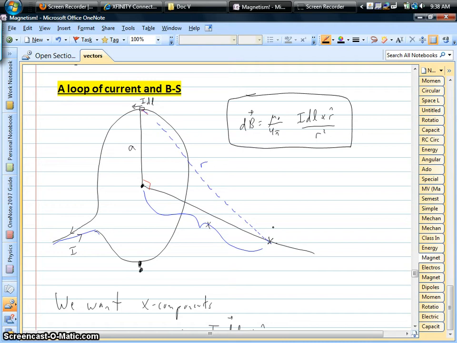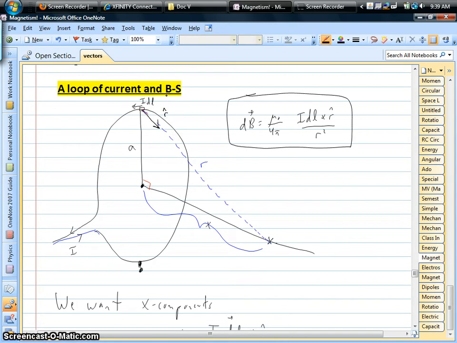This is the one special case that we're doing where we have lots of symmetry to help us out. Now from the right-hand rule, we have to figure out what the direction of the magnetic field is out on the axis. So what's the r hat? Well, r hat is that little unit vector that points from the current down to where we're trying to find the magnetism. So r hat is along that radius line where we're trying to find the B field.